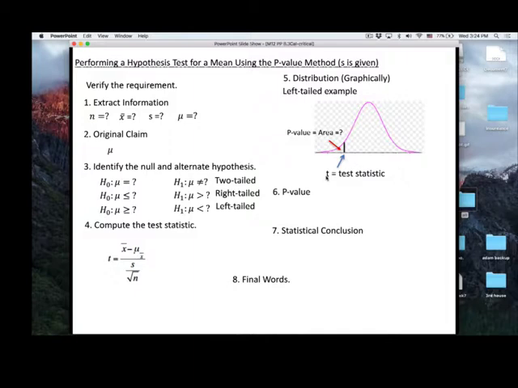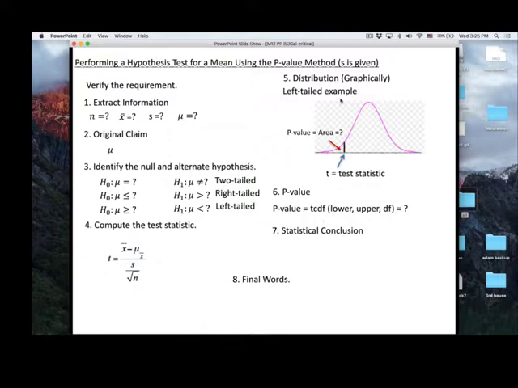When we want to find the p-value and we are using the t-distribution, we'll be using the tcdf. You can get this from your calculator: second, VARS, and you'll find your tcdf. Lower value, for my example here, will be negative 1 E 99. Upper value will be your test statistic. Make sure you always look at it from the left to the right. And then you need to find your degree of freedom, which will be n minus 1, sample size minus 1. So this is how we find the p-value.